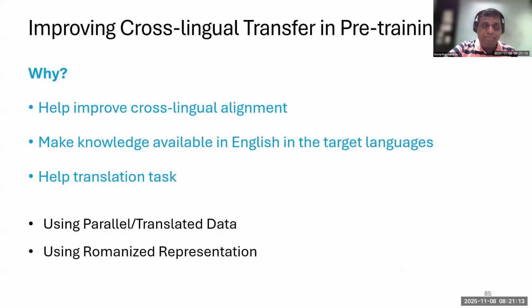Let's now come to an important question. As we talked throughout, one of the important things we want to always do is good cross-lingual transfer during every stage of language expansion. So during the pre-training stage, what can we do and why is it important?